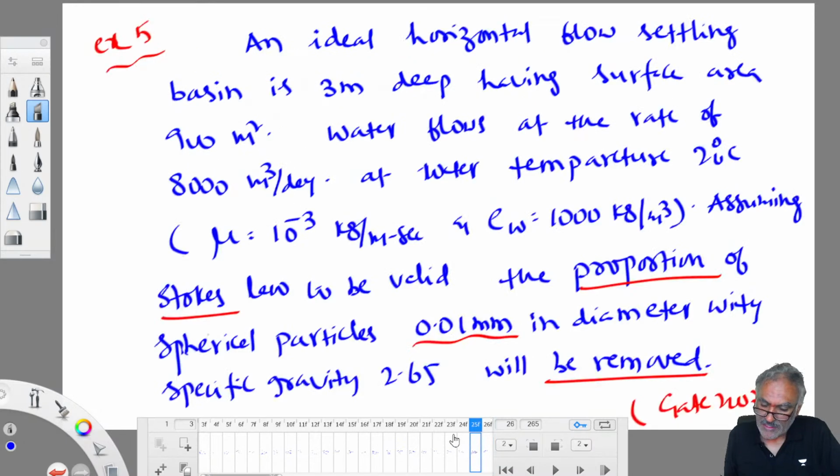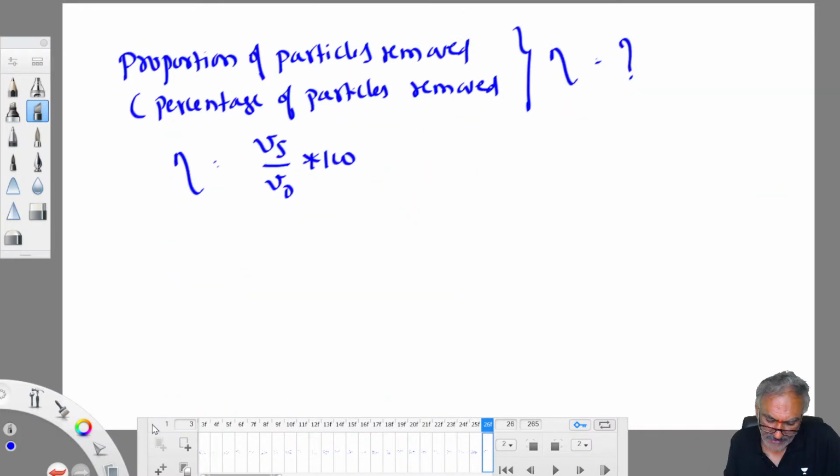So there is some information related to settling velocity. V naught is not there. Vs is also not there. V naught is also not there. But information is there to work them out. So once you know Vs and V naught, a simple ratio will give the percentage removal of these particles from water. Understood?